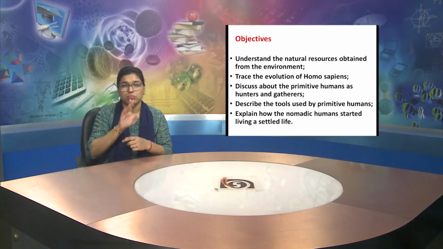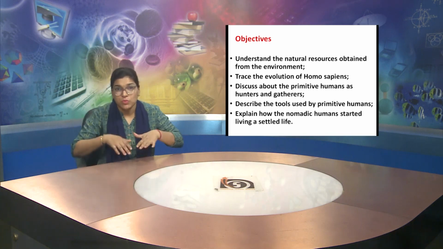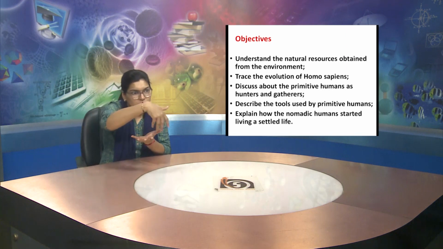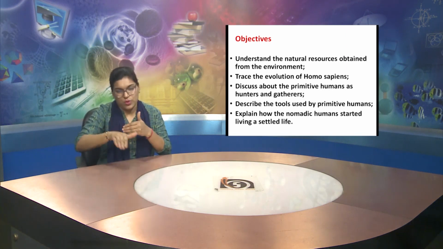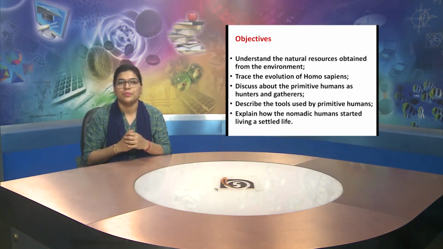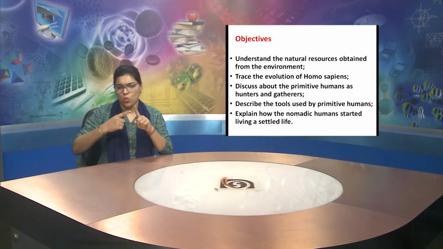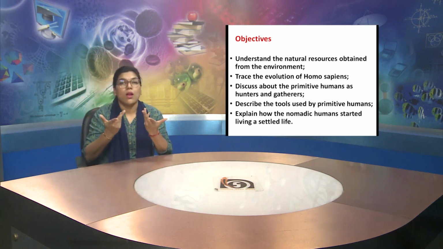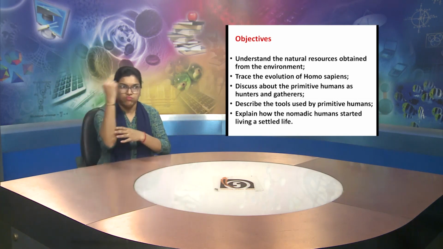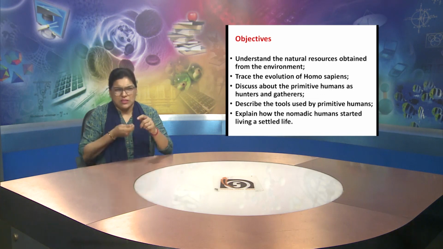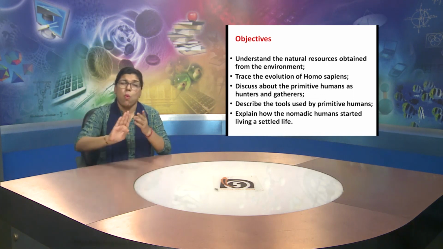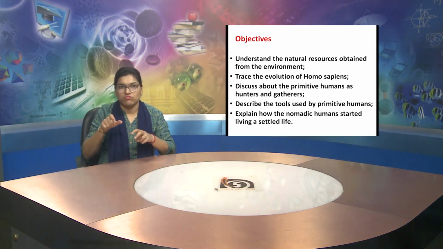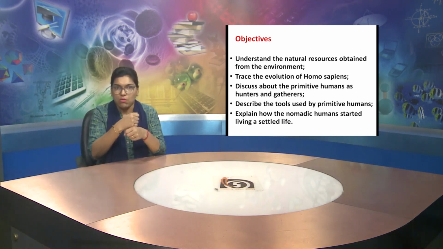The third objective of this lesson is we will also be able to understand and discuss all the primitive humans as hunters and gatherers. We will understand all this later. And the next objective is we will be able to describe the tools used by primitive humans for the different purposes for which they were using them at that time.